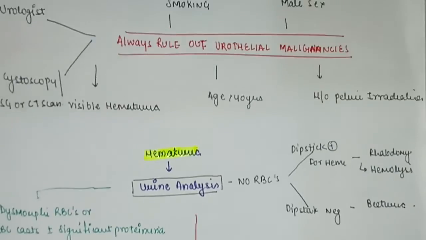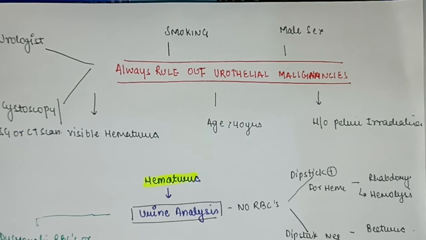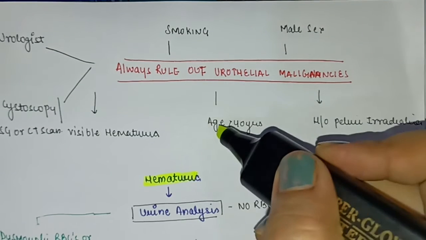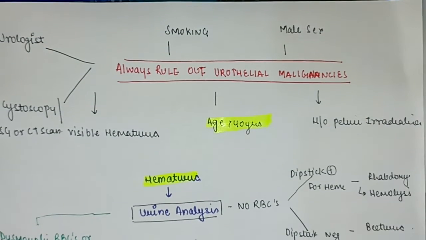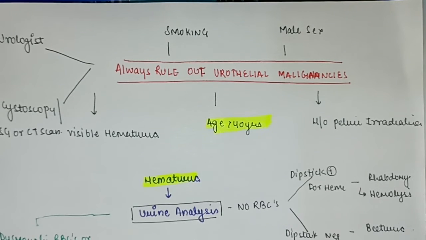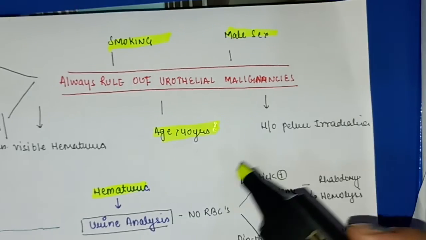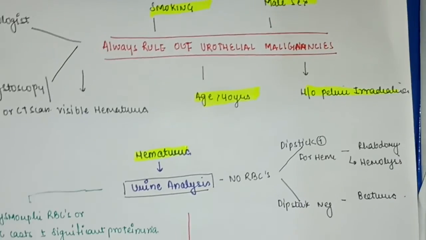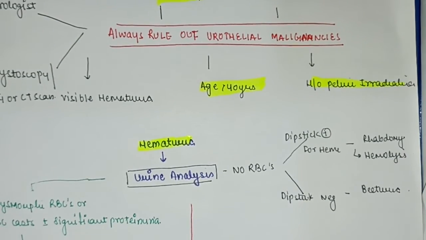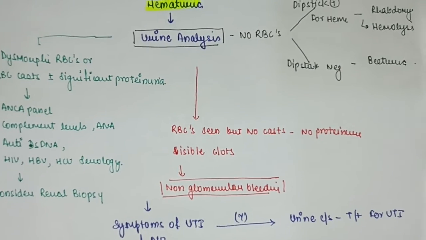Like I have already said, always rule out urothelial malignancies in case of microscopic or visible hematuria in an elderly patient, more than 40 years, and if risk factors for urothelial cancer are present like smoking, male sex, history of pelvic irradiation. If risk factors are present, always refer the patient to a urologist for cystoscopy or for USG or CT scan. So how to approach a patient with hematuria?